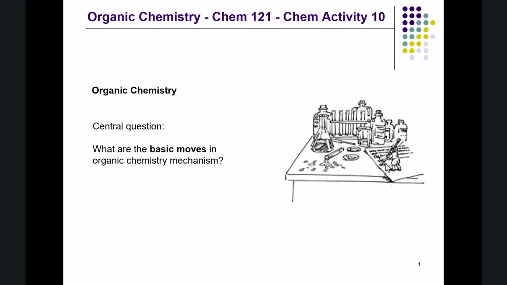In this video, we're going to explore further organic chemistry reaction mechanisms. In particular, we're going to look at three basic moves that make up most of the organic chemistry mechanisms, and we'll see that these basic moves comprise the electron pair movements that we saw from Chem Activity 9.